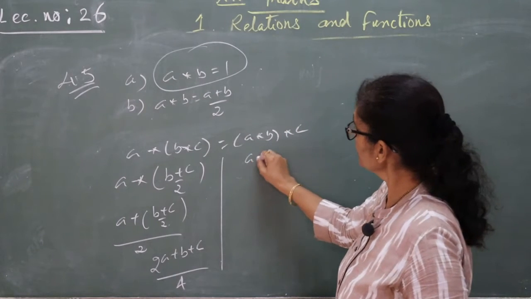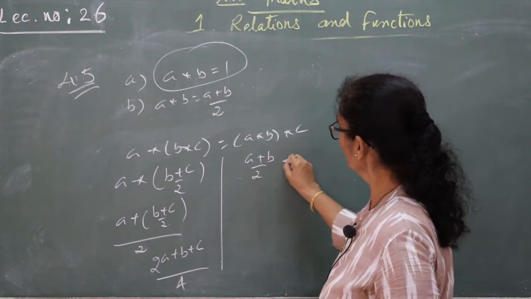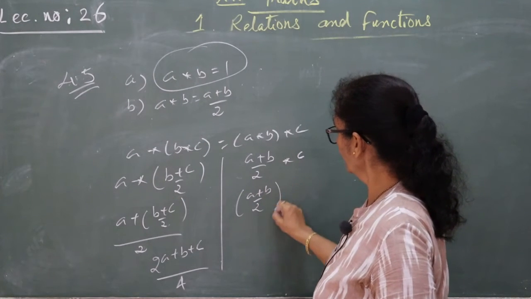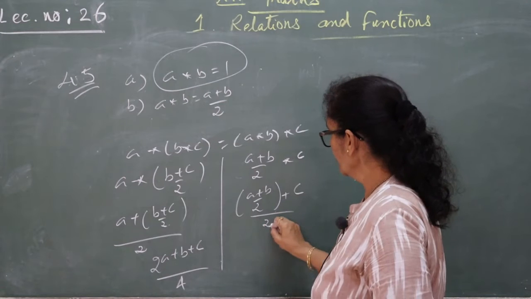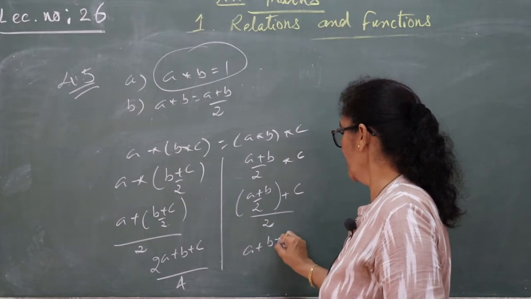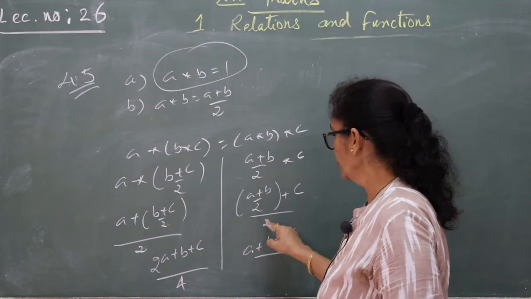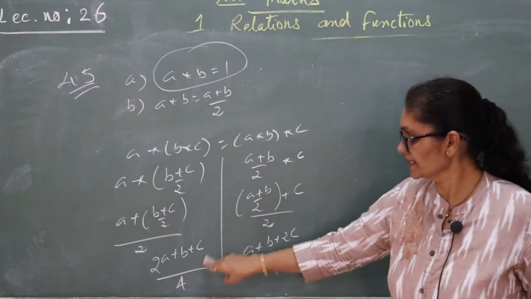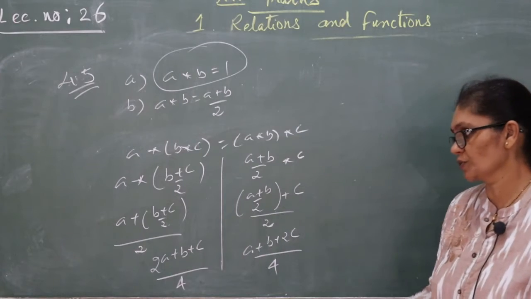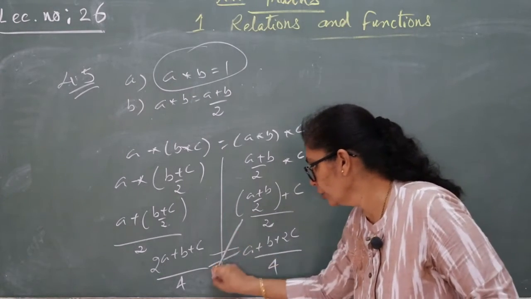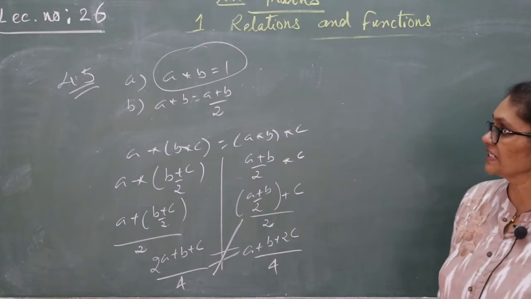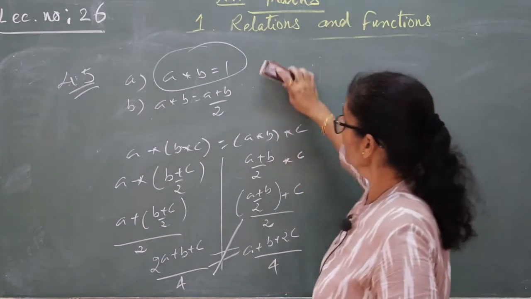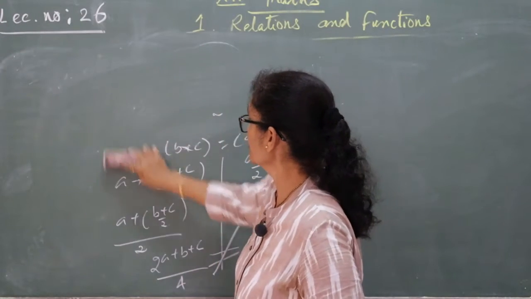Okay, let's come to the other side. (A plus B) by 2 and C. So (A plus B) by 2 plus C, all by 2. So (A plus B plus 2C) by 2 and 2, that is 4. Now check: (2A plus B plus C) by 4 and (A plus B plus 2C) by 4. Both are not equal. So this one is commutative but not associative. So we have completed the 45th question.